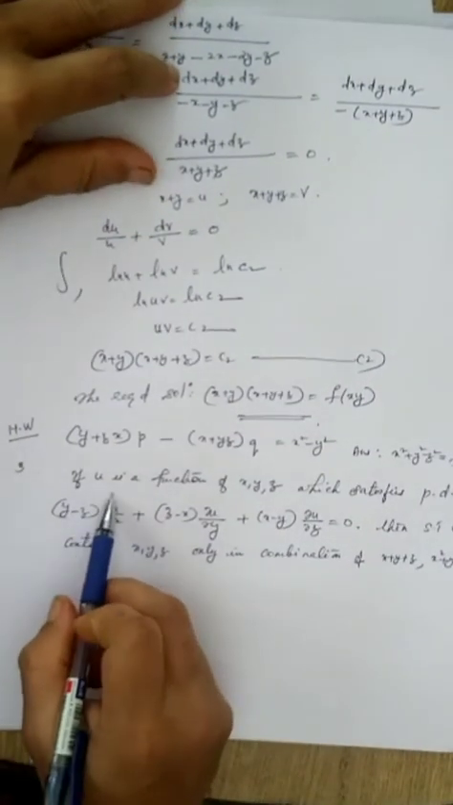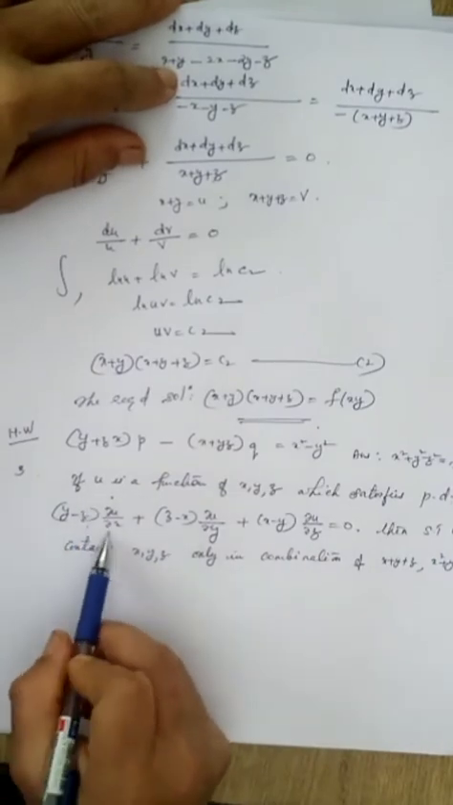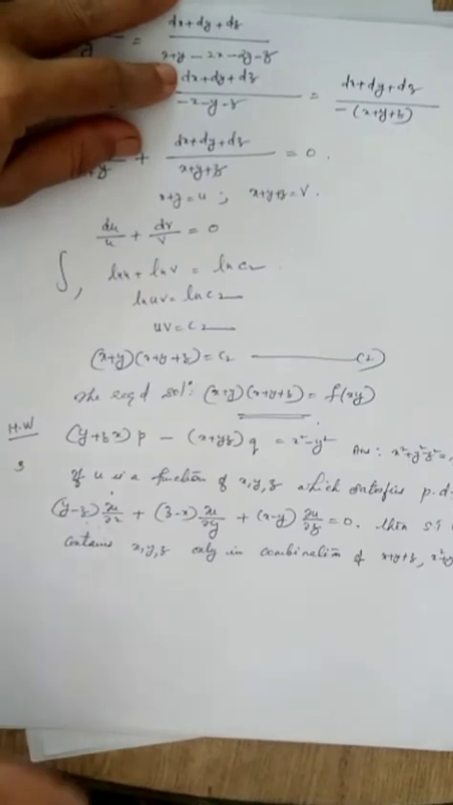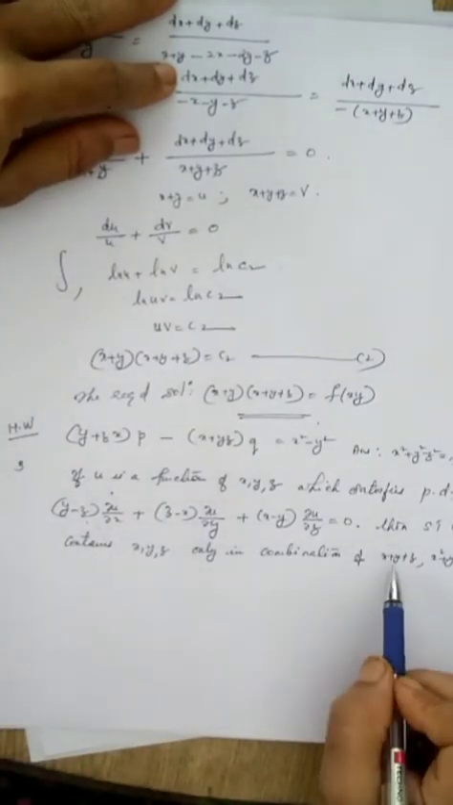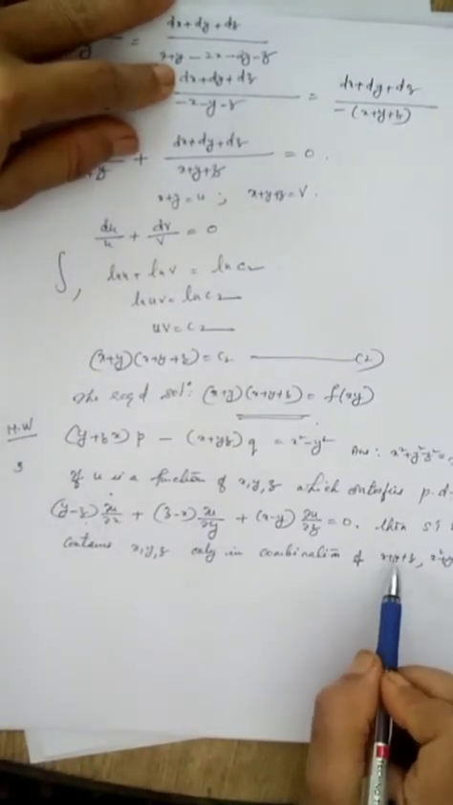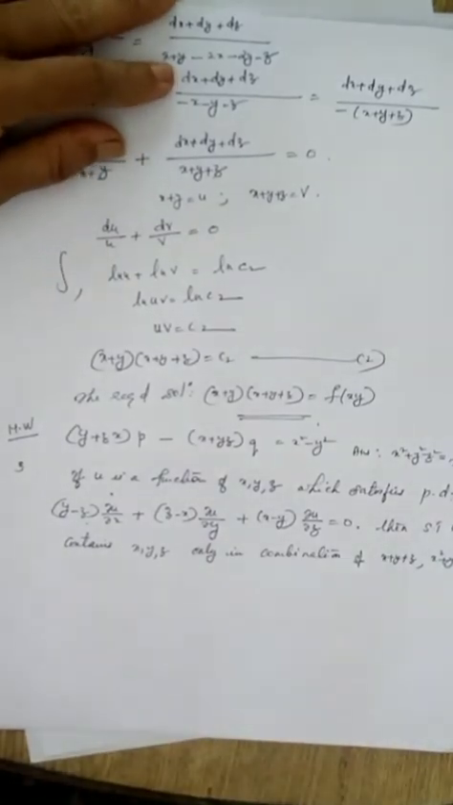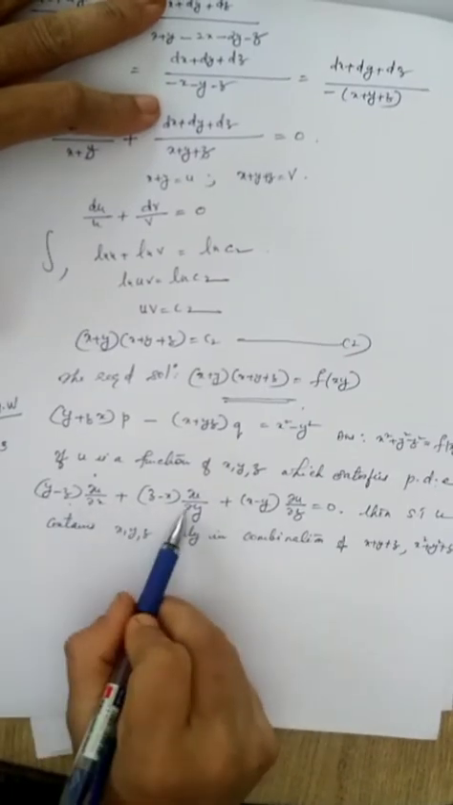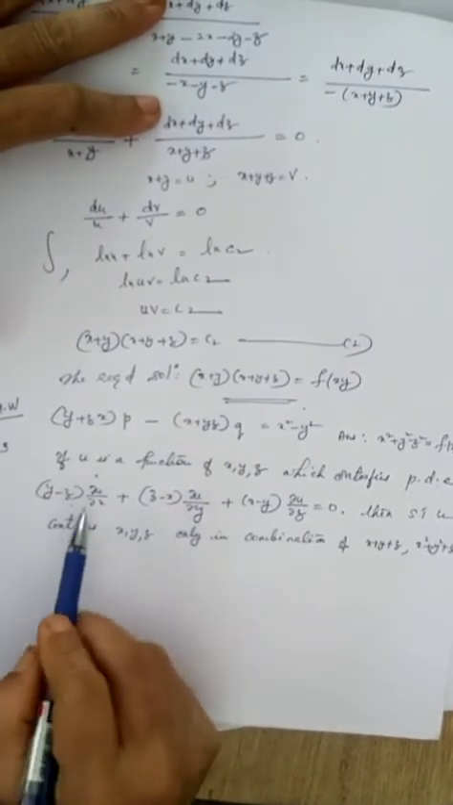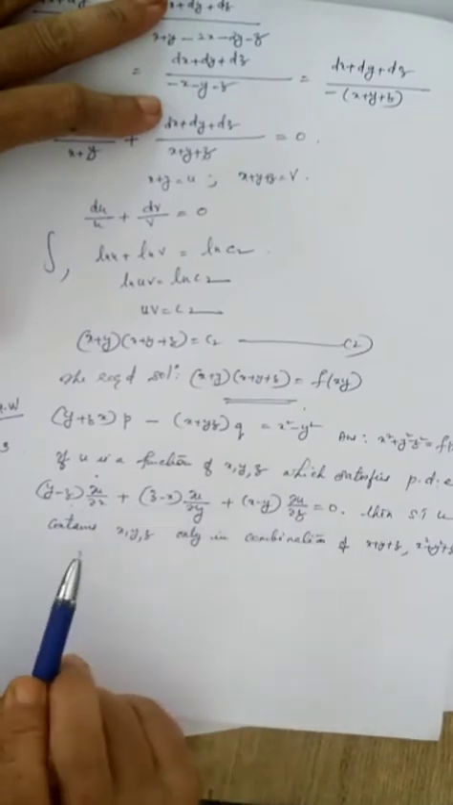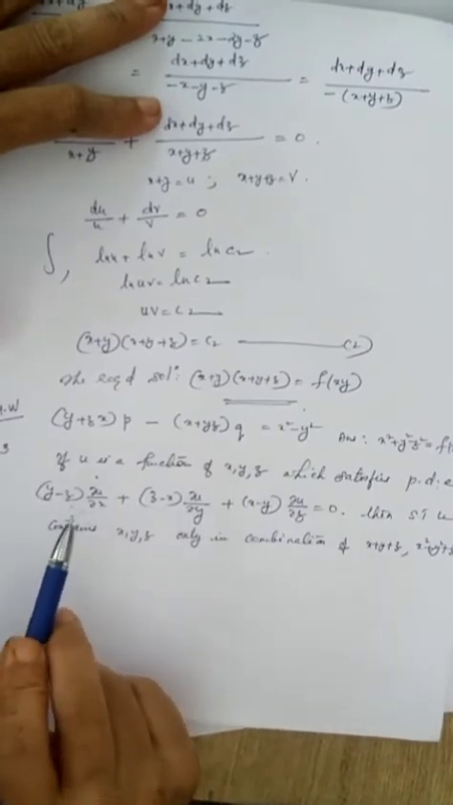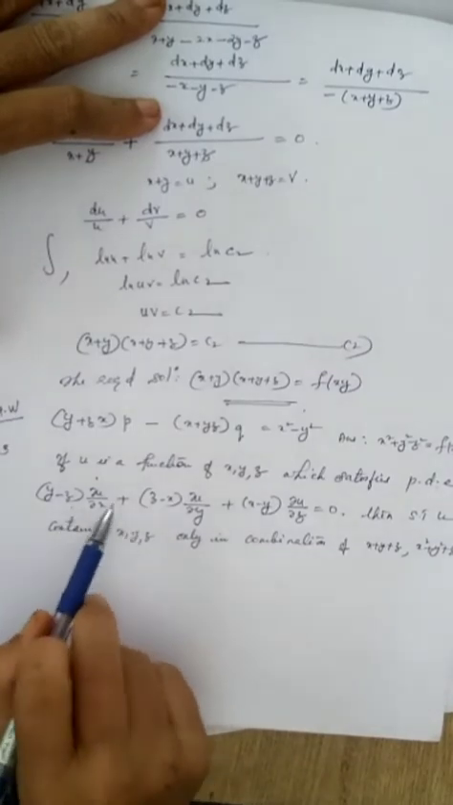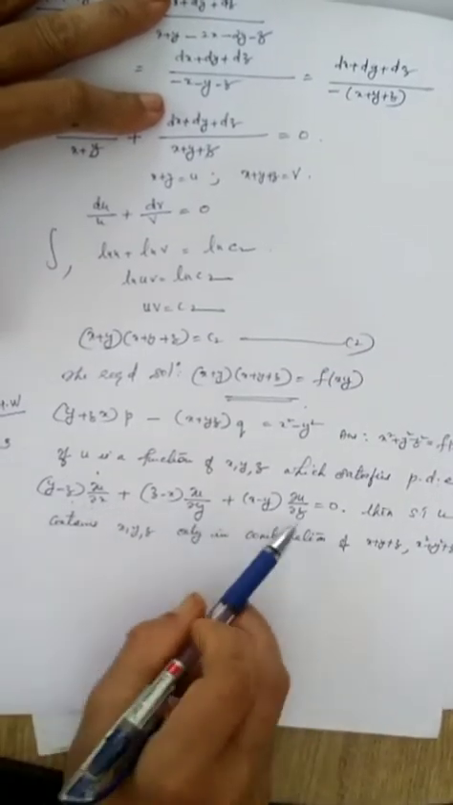That is, if u satisfies the partial differential equation, means u is a solution of this equation, then u will be of the form of a combination of the functions x plus y plus z and x square plus y square plus z square. Now this is a partial differential equation in 3 independent variables. Here the independent variables are x, y, z. Up to this we have done the questions based on the Lagrange's equation with 2 independent variables. Here we have the situation that there are 3 independent variables x, y, z.